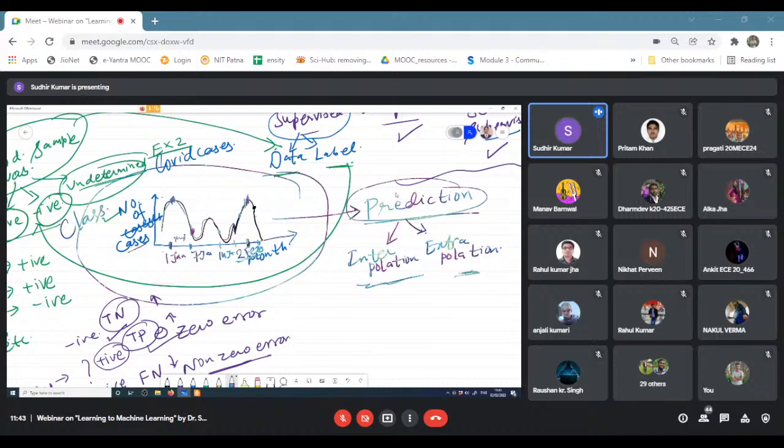So what will you do? You will try to predict the number of cases in between the known values. 1st Jan and 7th Jan and the corresponding number of cases, this you are already aware of. This is the known thing, but in between there is a question mark. If you try to predict within the given range, it is called interpolation.